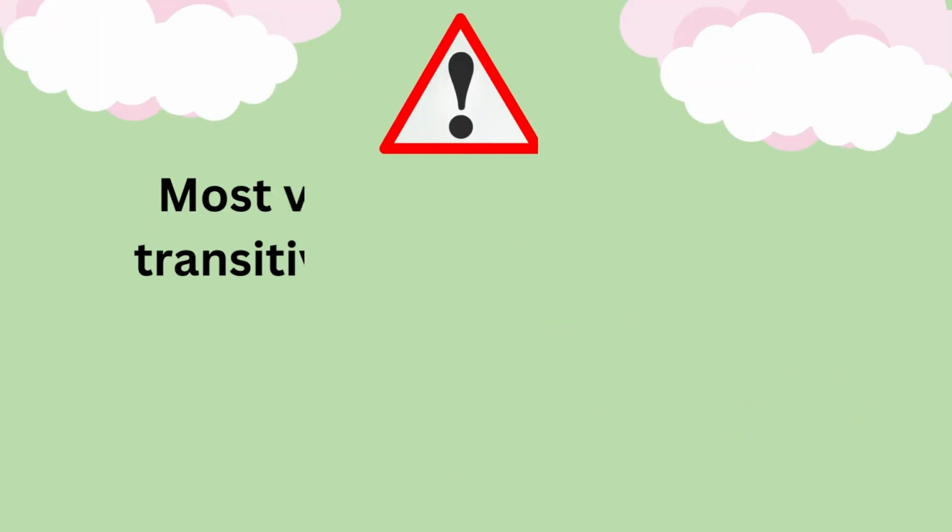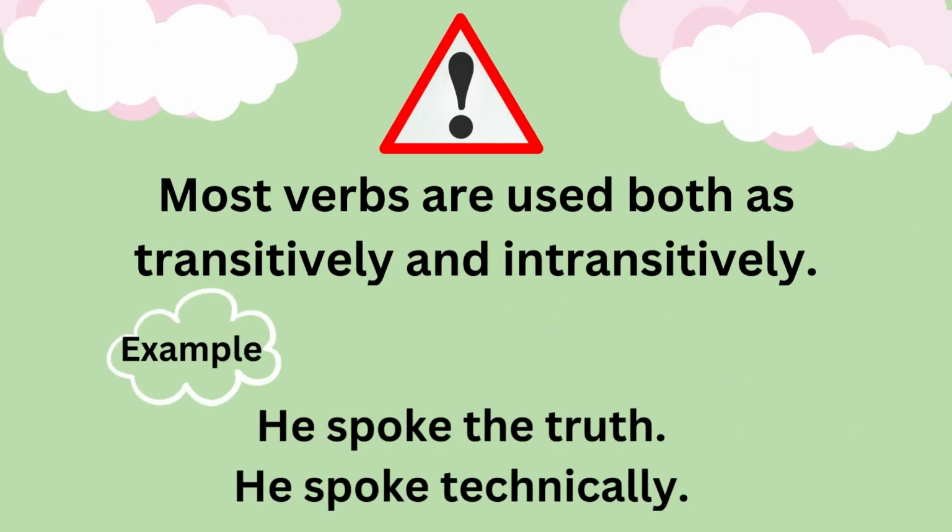Okay, let me make this point very clear to you, that most verbs are used both transitively and intransitively. So it is safe to say that verbs can be transitive or intransitive. We cannot say that some verbs are transitive or some verbs are intransitive. No, sometimes verbs can be transitive and sometimes intransitive. So this is how it is.